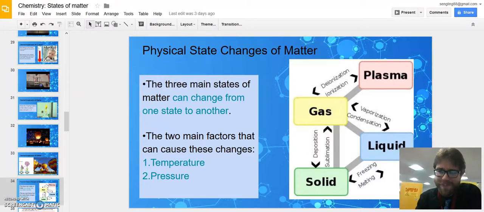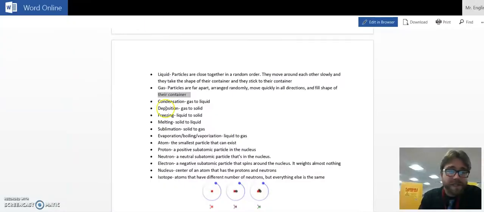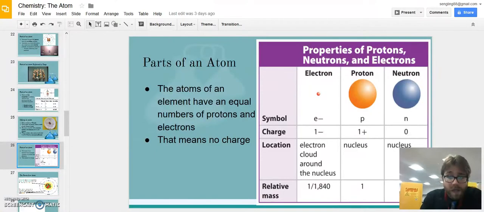Alright, moving on. Next part of the study guide, we have the atom. The atom is the smallest particle that can exist. The atom is made up of subatomic particles. Those subatomic particles are called a proton, a neutron, and an electron. Let's take a closer look. So, this is what makes up an atom.